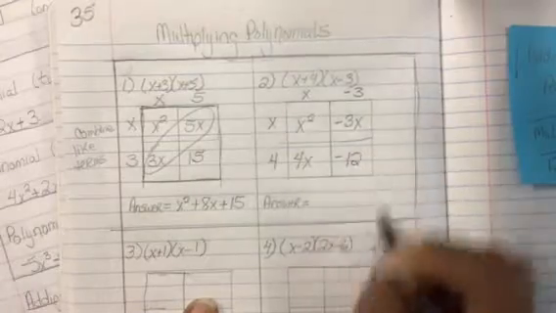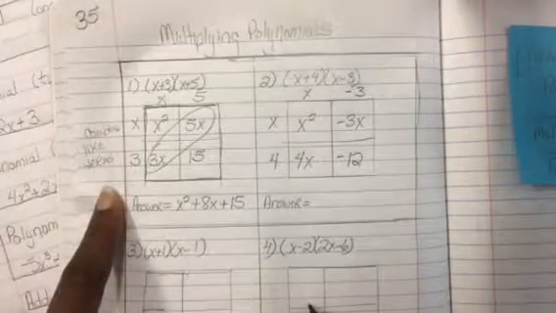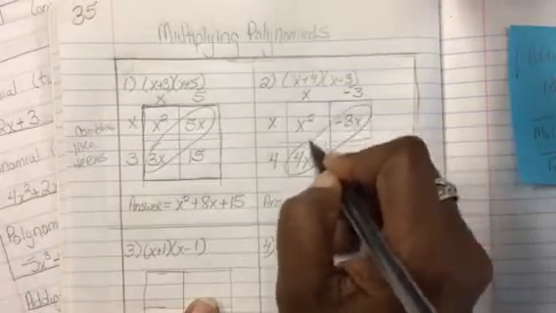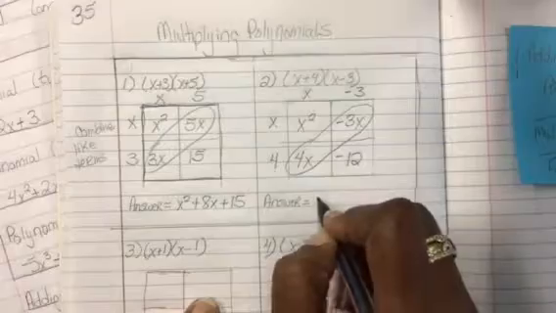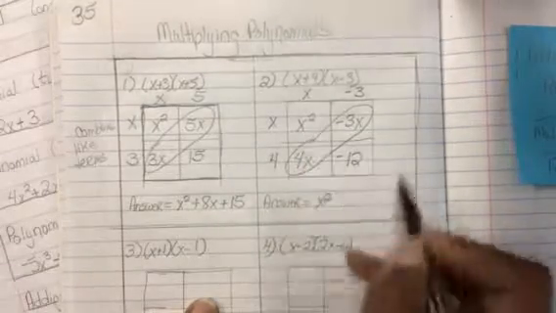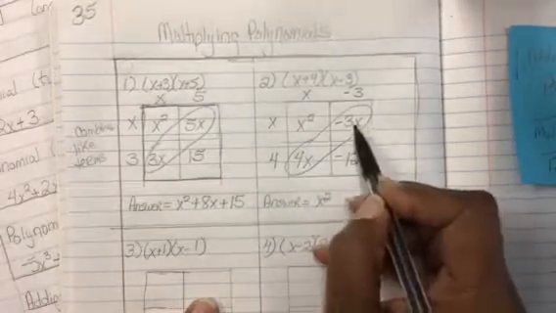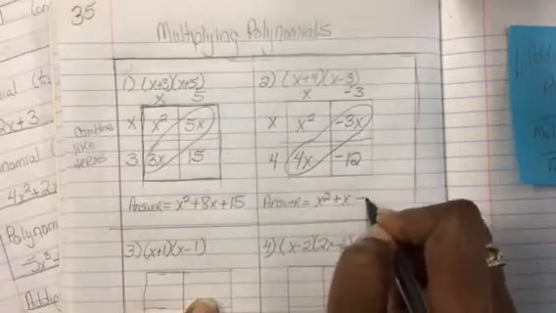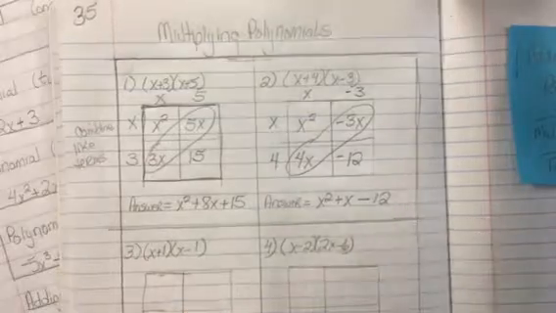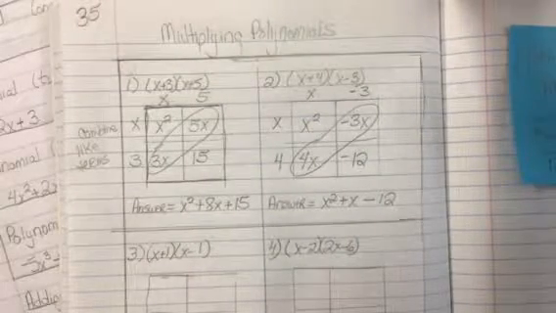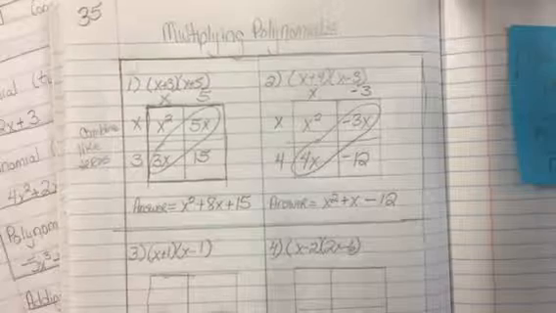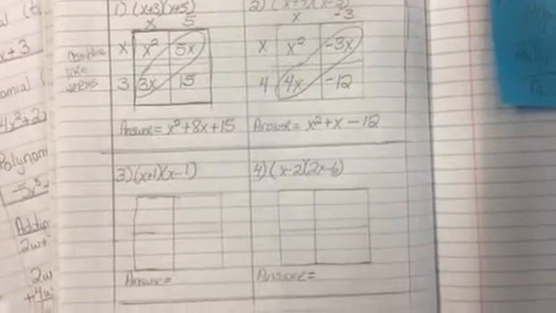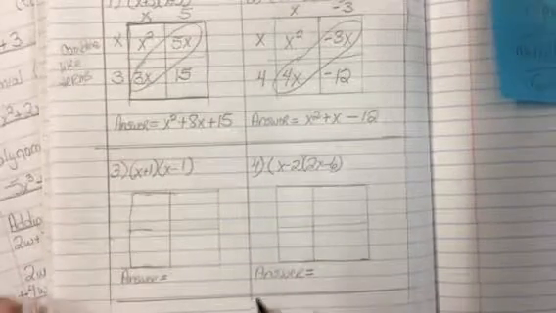Again, I'm combining my like terms, which are located diagonal from one another. So my answer is x squared. 4x plus the negative 3x gives me a positive x, and the negative 12 is by itself, and it goes at the end. So I'm combining like terms within the box. Okay, let's take a look at the last 2 problems.